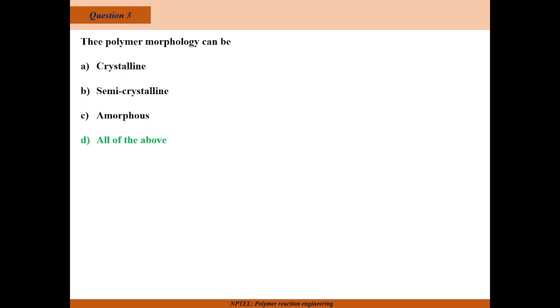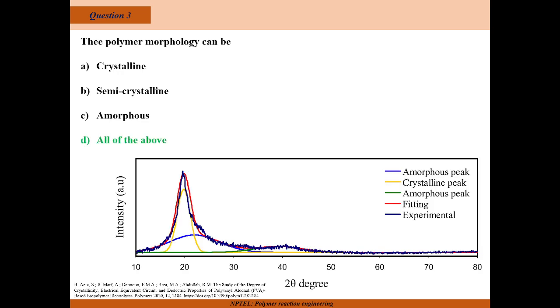Suppose I can show you an example here. This is an example for PVA. This is an XRD image of PVA, where there is intensity in arbitrary units along the y-axis, and this is 2 theta. The one with the noise, the blue one, is the experimental data. The experimental data contains an amorphous part, a crystalline part, and a semi-crystalline part.